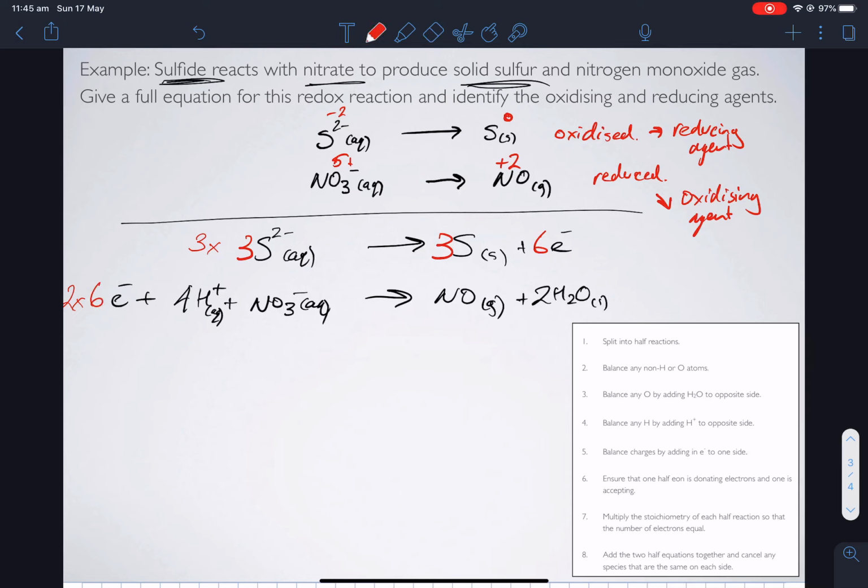This 4H plus is now 8H plus. 8, and there is now a big 2 in front of the nitrate, a big 2 in front of the nitrogen monoxide, and a big 4 in front of the waters. Let me just erase that 2 and a 4. That's a positive. That took out that 2. Okay, now we've got the top one giving up 6 electrons and the bottom one taking 6 electrons. We can add these two sides together.